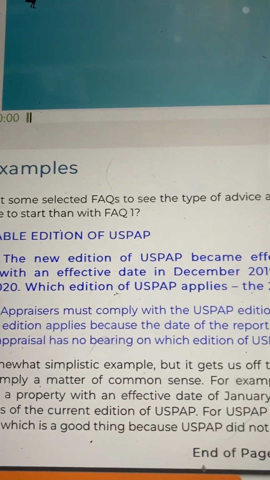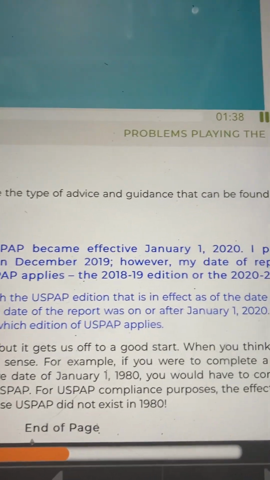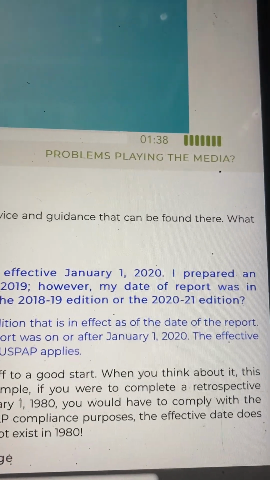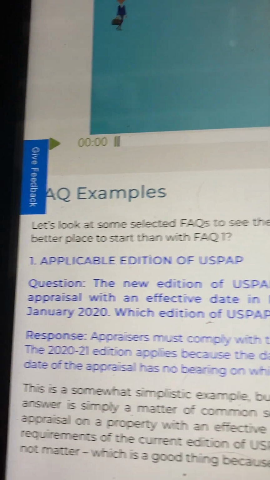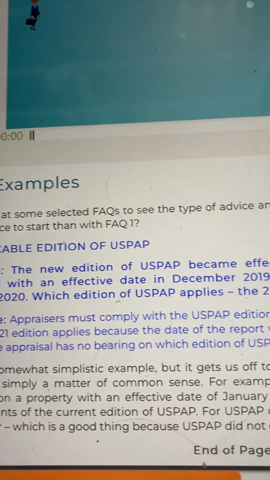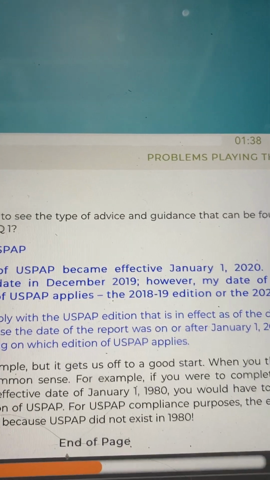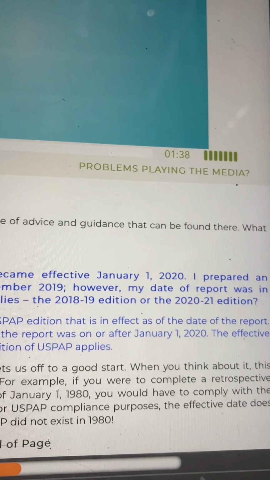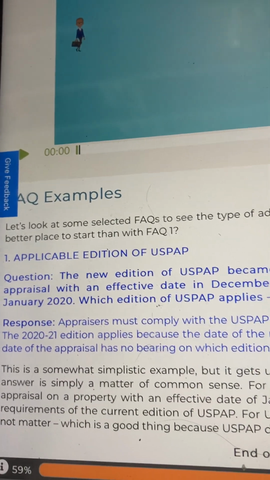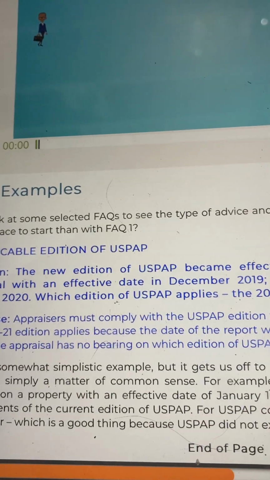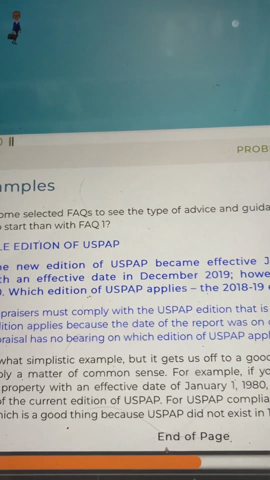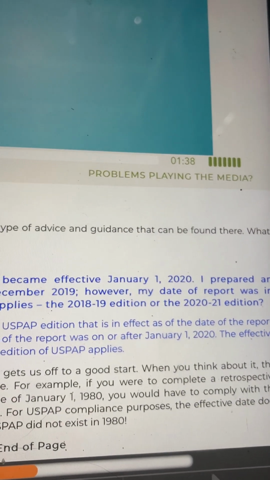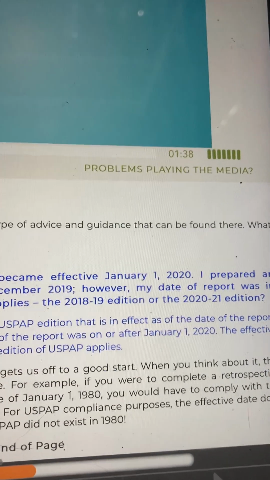Question. The new edition of USPAP became effective January 1st, 2020. I prepared an appraisal with an effective date in December of 2019. However, my date of report was in January 2020. Which edition of USPAP applies? The 2018 through 2019 edition or the 2020 through 2021 edition?